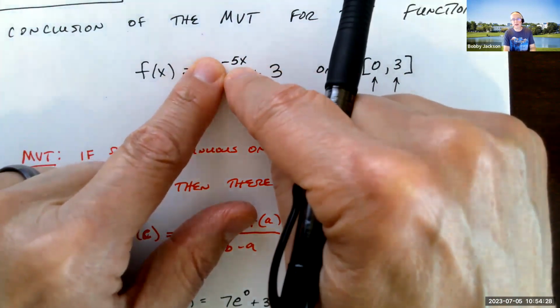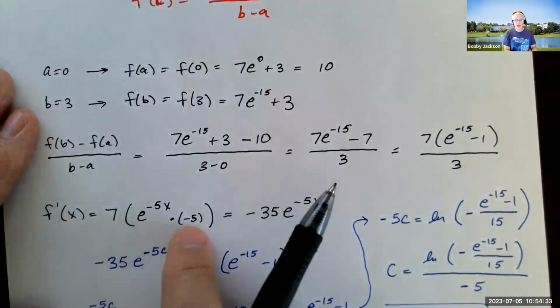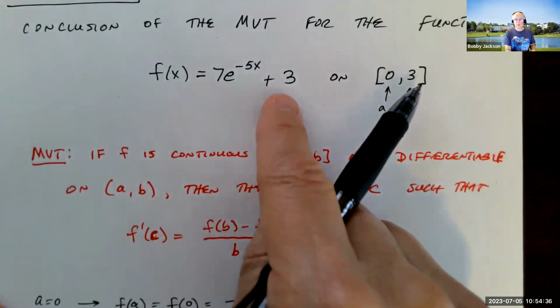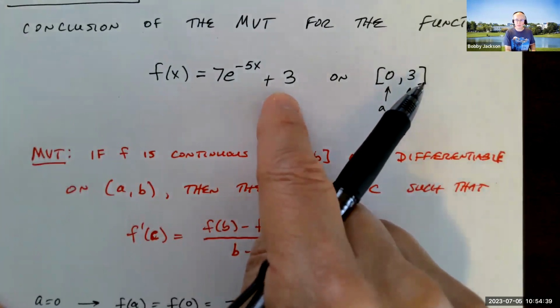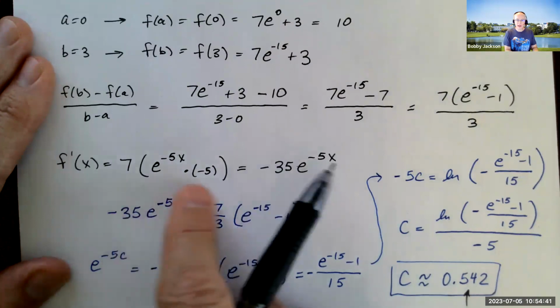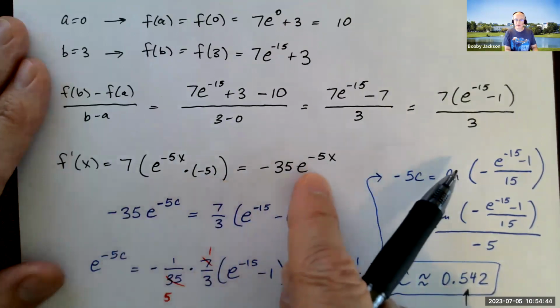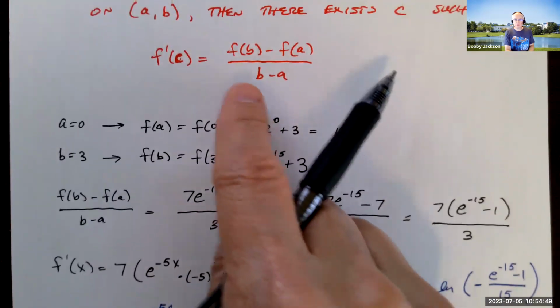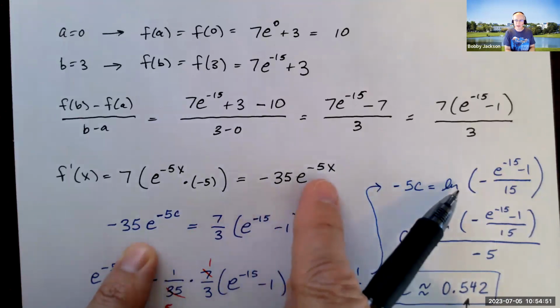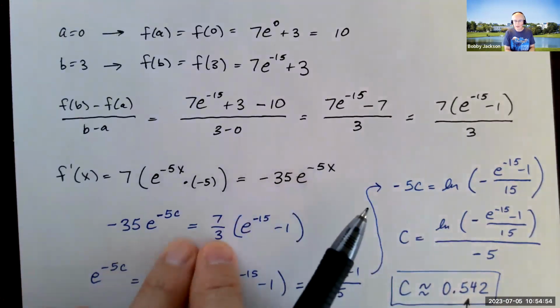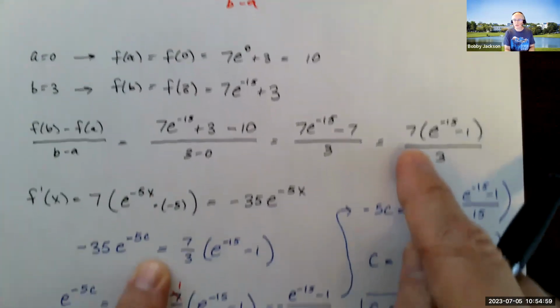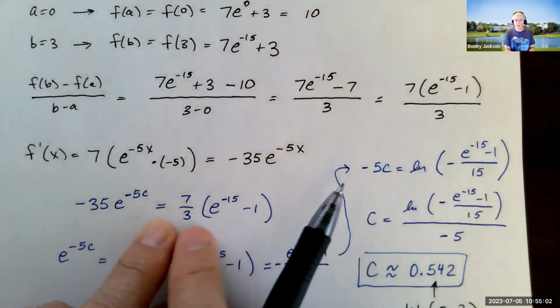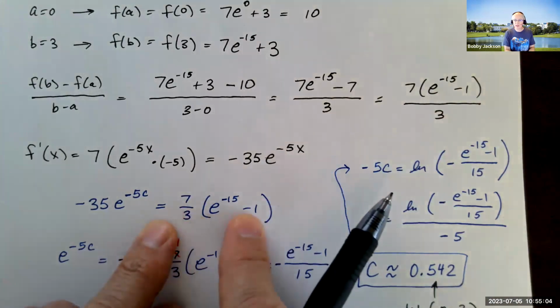What's the derivative of negative 5x? Negative 5. Right, so I get e to the negative 5x times the negative 5. What's the derivative of 3? It's a constant, and the derivative is 0. So I got 7 times negative 5, or negative 35, e to the negative 5x. There's my derivative. So we now can plug into our equation, right? What's f prime of C going to be? I just replace x here with C, equals f of b minus f of a over b minus a, which we calculated to be this thing, which is really 7/3 times e to the negative 15th times a negative 1.